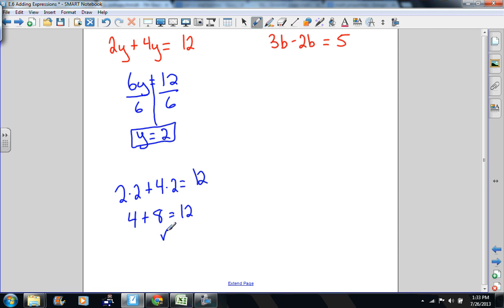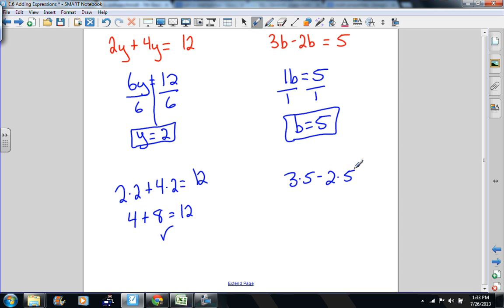So for this next one, we have 3b's minus 2b's equal to 5. These can be combined into 1b is equal to 5. Now we have a problem we can solve. We divide by 1, so b is equal to 5. We can check our answer. 3 times 5 minus 2 times 5 is equal to 5. That's 15, that's 10, and that is equal to 5, so we are correct.